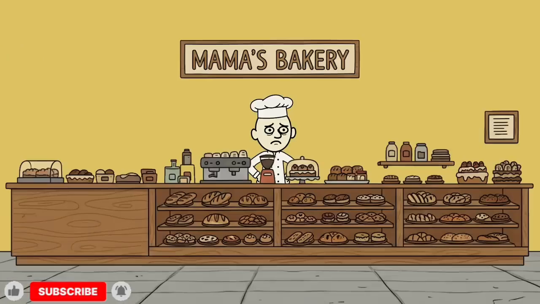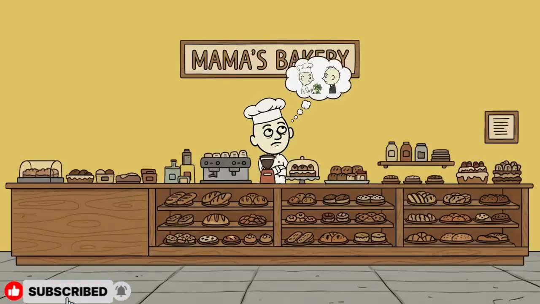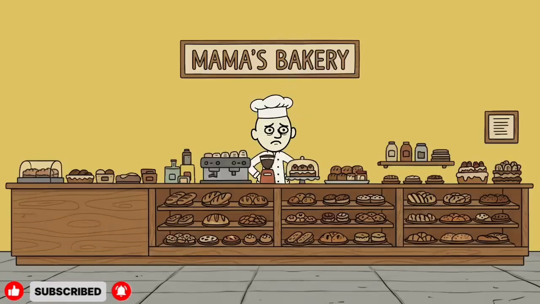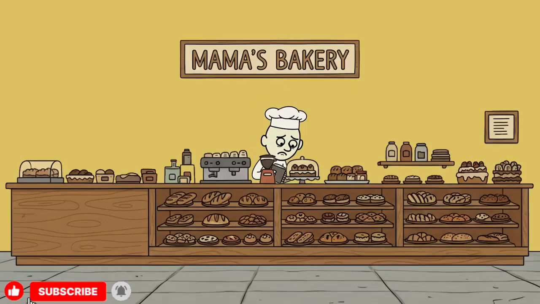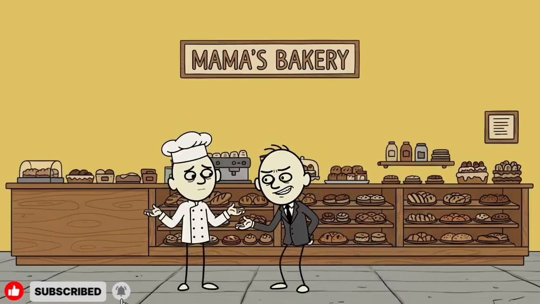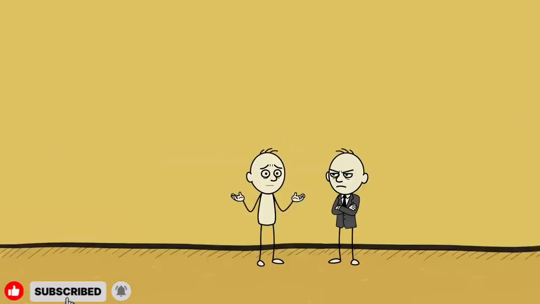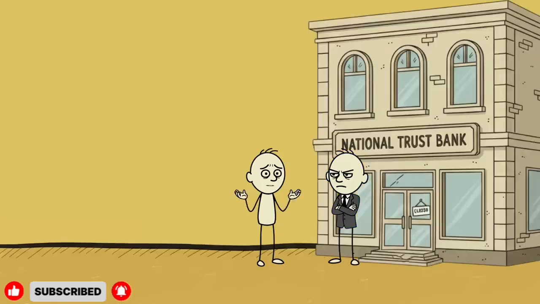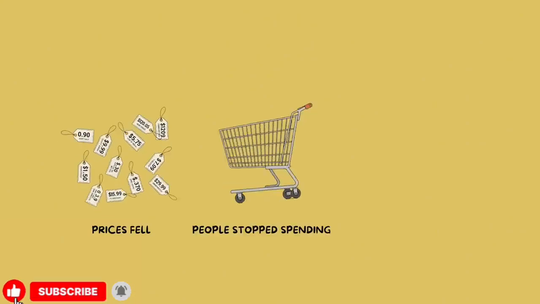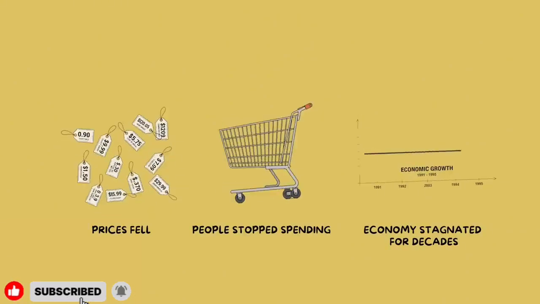Debt becomes crushing during deflation. If you borrowed $50,000 to start a business, you still owe $50,000, but now your revenue is shrinking because prices are dropping. The loan stays the same size, while your ability to pay it back gets smaller. Defaults rise, banks fail, and credit disappears. Japan experienced this during the 1990s. Prices fell, people stopped spending, and the economy stagnated for decades.